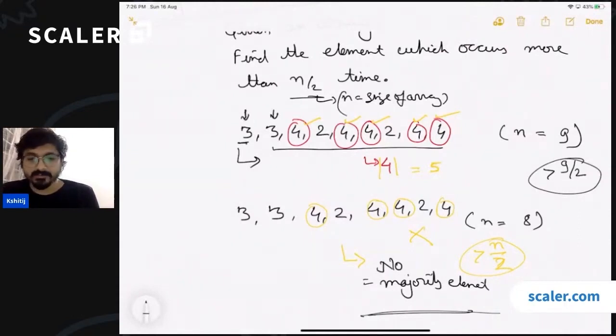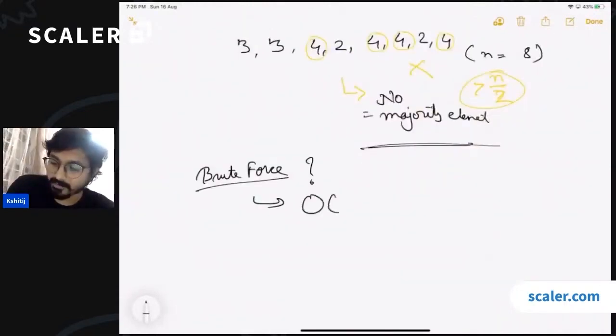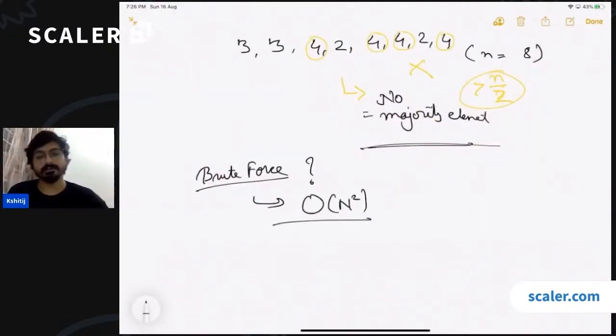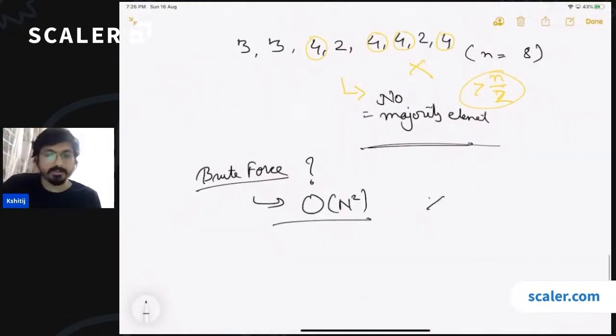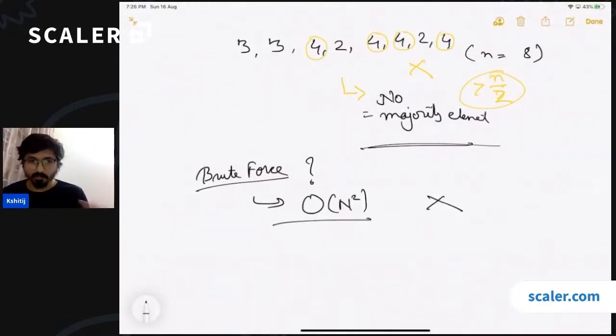What is the time complexity of this approach? It's going to be order n square, because you are running two loops of size n. So brute force is not going to work. This is too slow. How can we optimize it?